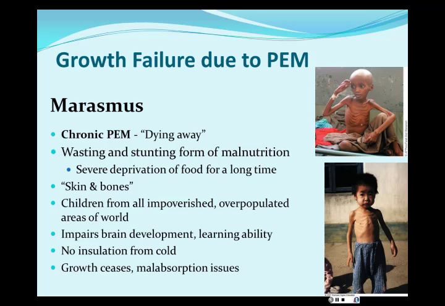So because of this, with marasmus, the children look a lot of times like little versions of older people, just skin and bones. And it affects brain development and learning ability. The brain normally grows to the adult size within the first 2 years. They don't have the insulation to protect them from the cold, maintaining body temperature.